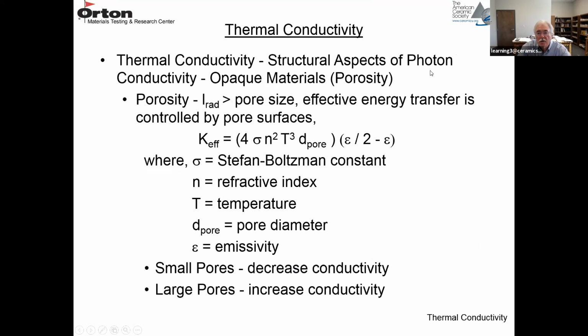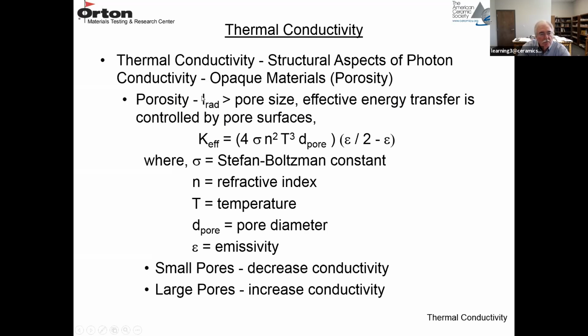Now, why are we concerned with photon conductivity and refractories? Well, that's because they're opaque materials, but they have porosity. So there can be radiation across pores. And that's important if you're designing an insulating material. You want to take into account radiation, because that becomes significant at high temperatures. So in the case of porosity, if the mean free path is greater than the pore size, you have effective energy transfer controlled by the pore surfaces. And this is usually the case.